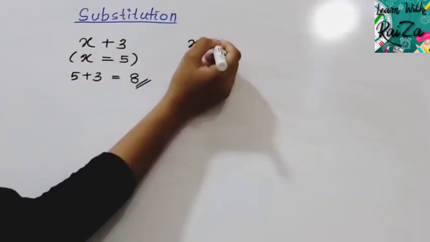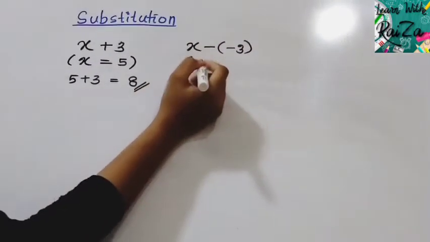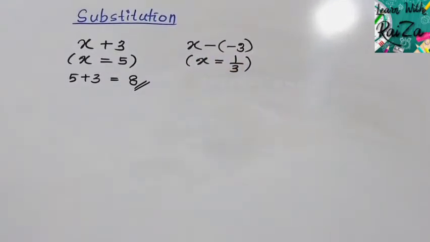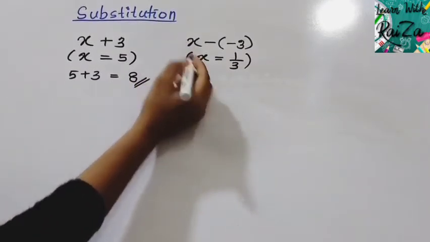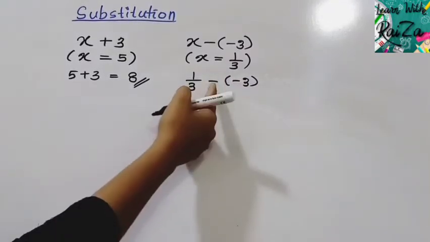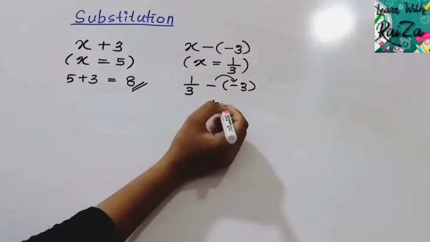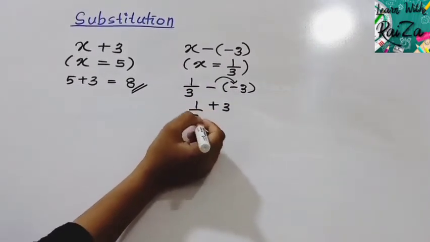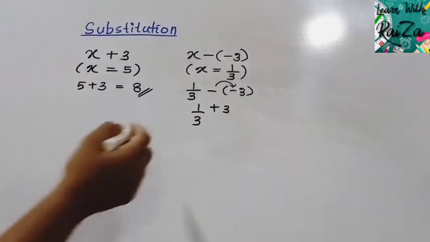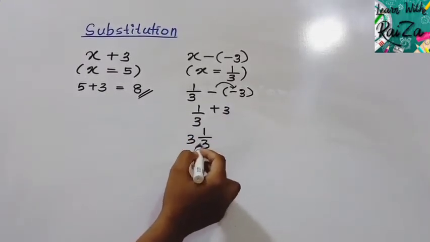Right, another one. X minus minus 3. Here I am going to take the value of x as, let's say, 1 over 3. Now what you have to do here is, instead of x, substitute the value 1 over 3 and write the others as they are. Now here you should do a multiplication because brackets are there. Minus into minus will be plus, that is plus 3. So 1 over 3 plus 3. You have learned this in the fraction lesson. This is the whole number we can take, 3 and 1 over 3. This is the answer.